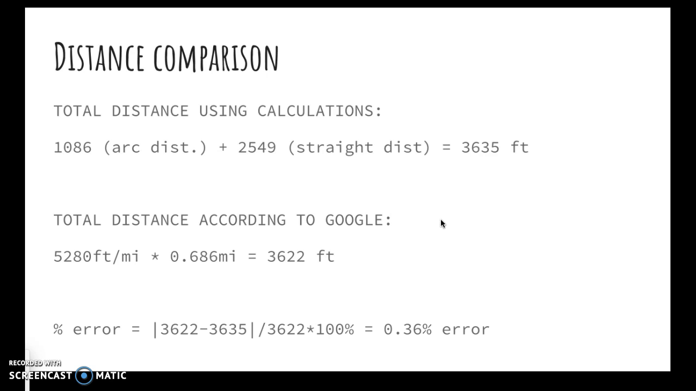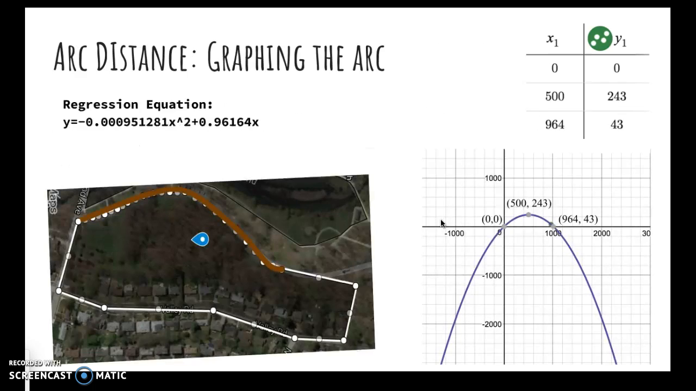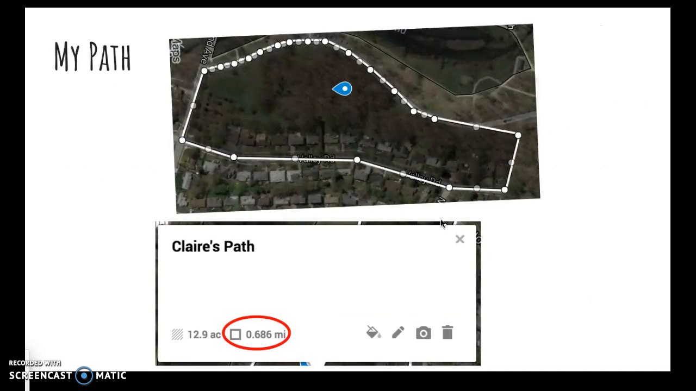So for the calculated distance, I knew that the arc distance calculation showed that the arc itself was about 1,086 feet, and all of the straight distances added together was about 2,549 feet, yielding a total of 3,635 feet. Now the total distance according to Google, if you look over here at an earlier slide, is 0.686 miles, which I circled in red.